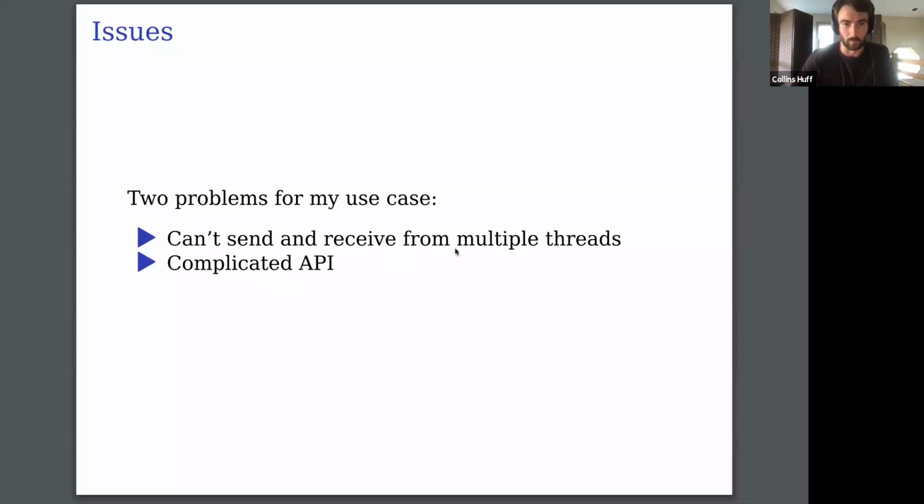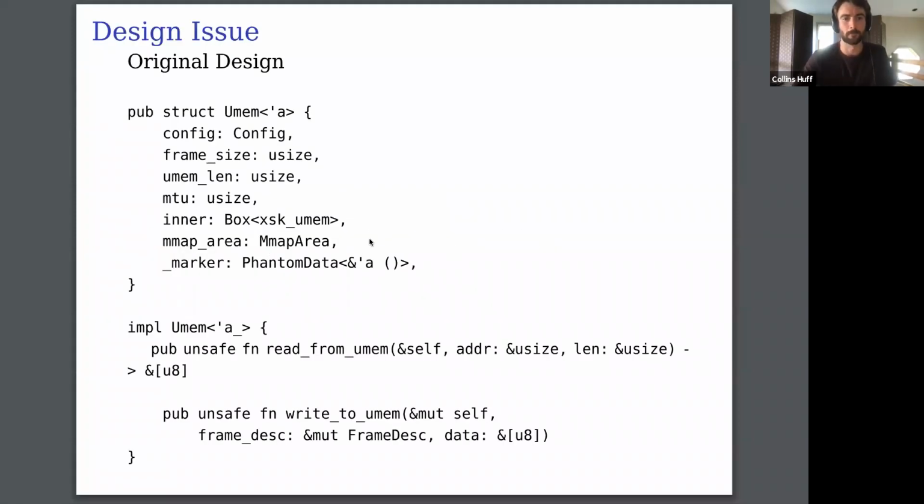So we'll tackle the first problem. The original design shown here, you have this UMem struct, which contains the underlying mmap area, the region of memory that we allocate for the frames. And then when you want to read from the UMem and the underlying mmap area, you pass in an address and a length that you want to read. And when you want to write, you pass in a frame descriptor address and the data.